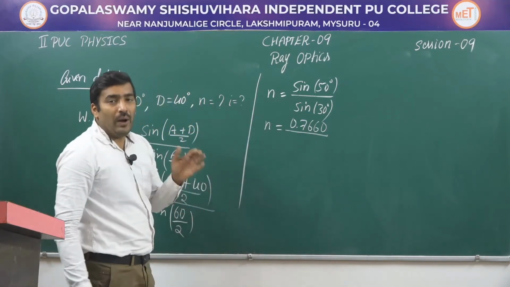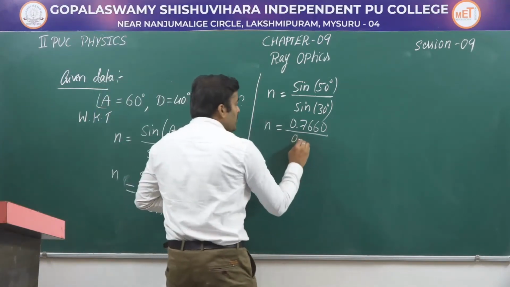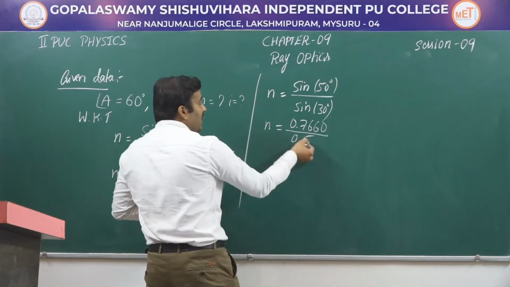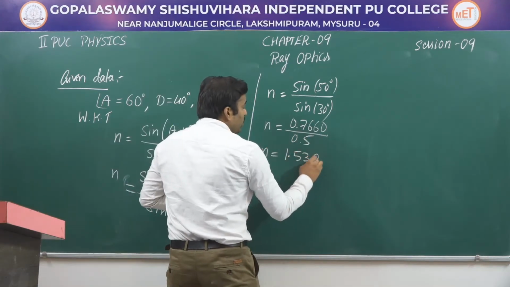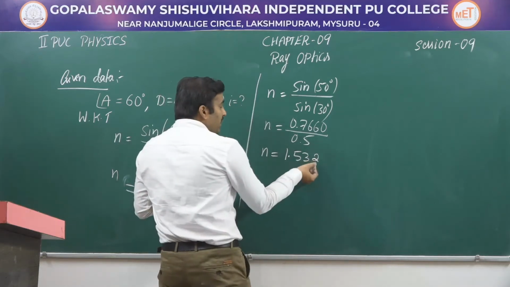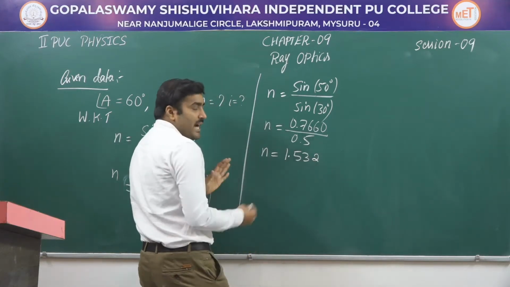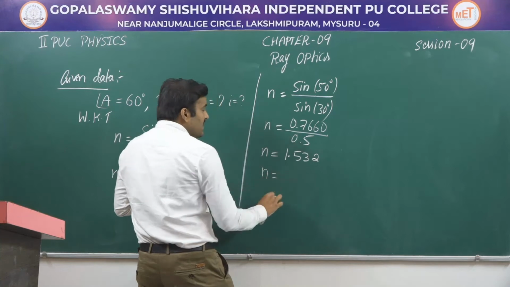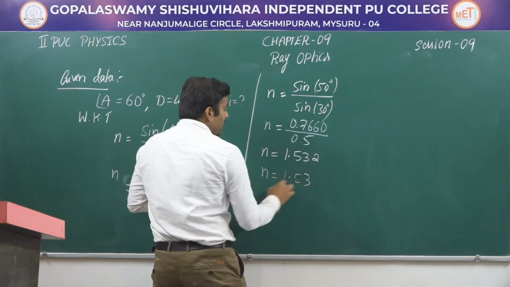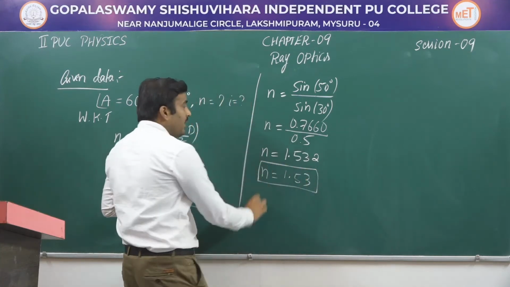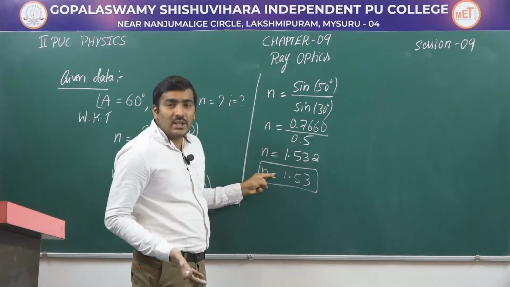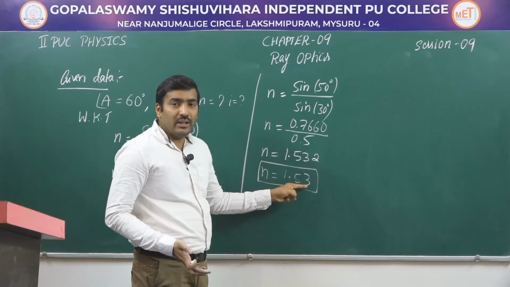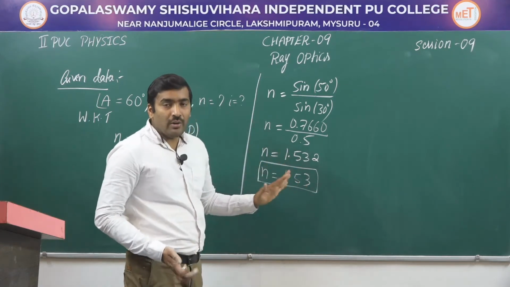Sine 30 is 1 by 2, which is equal to 0.5. So now if I divide these two, what I will get is 1.532, correct? If I round it off to the second decimal place, which is a standard representation, n is equal to 1.53. So this is the refractive index of the material of the prism. A refractive index is a unitless quantity, so it does not have a unit or dimension.